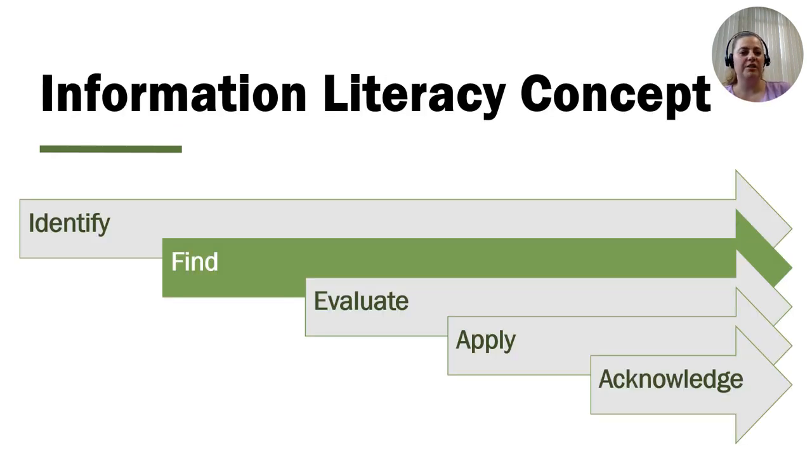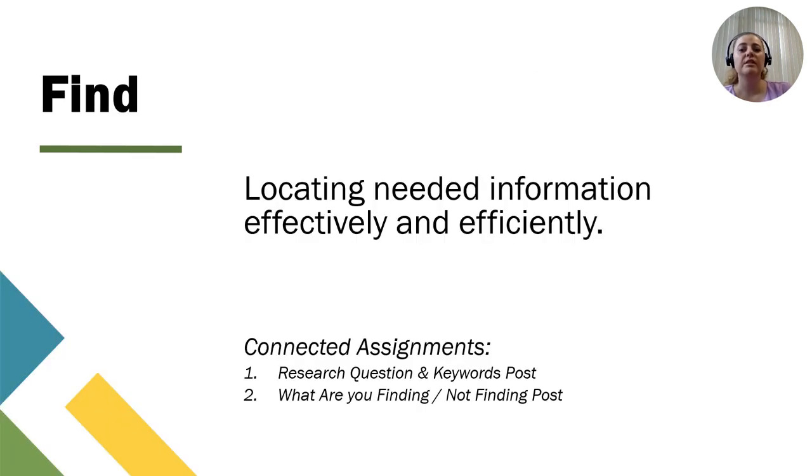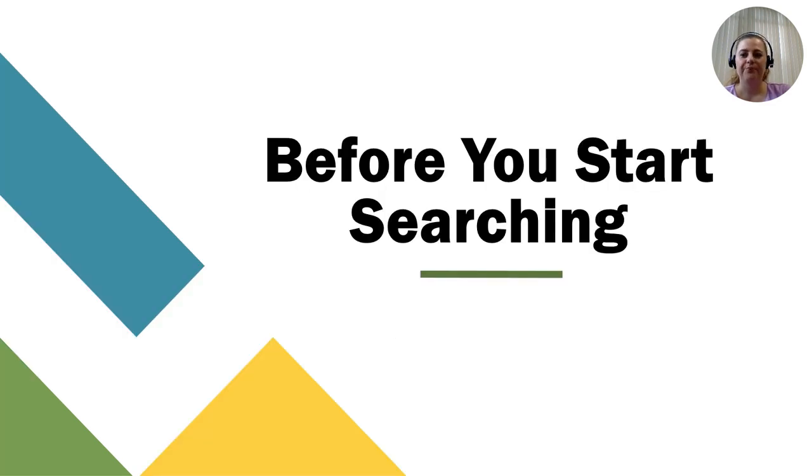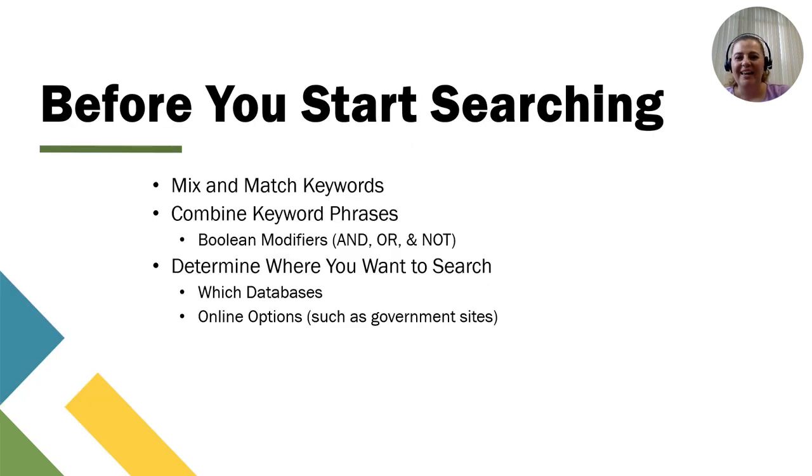So looking at our information literacy concepts, we are again looking at the step Find. So this is locating the needed information effectively and efficiently. Before we start searching, what do we need to find? Before we ever start searching, we want to be able to mix and match our keywords. Take that keywords list and play around with it. Don't always use the same topics or terms as you go through each of your databases. Mix and match, use those things and phrases that you have created.